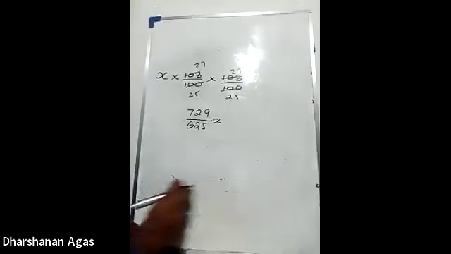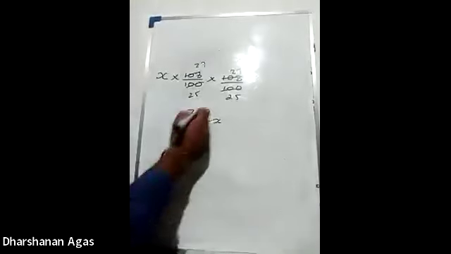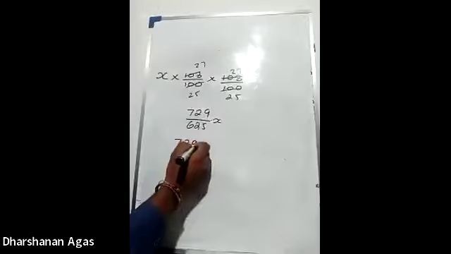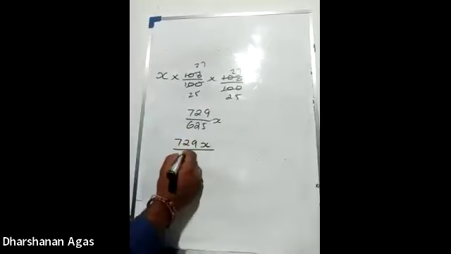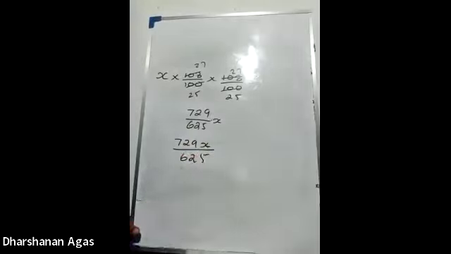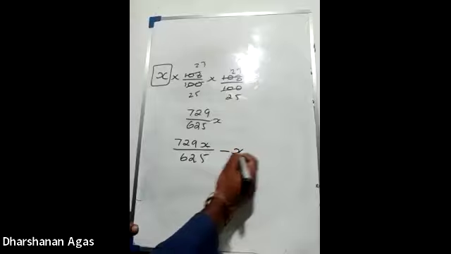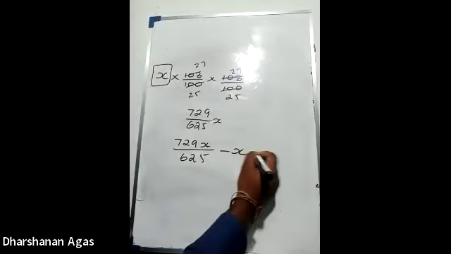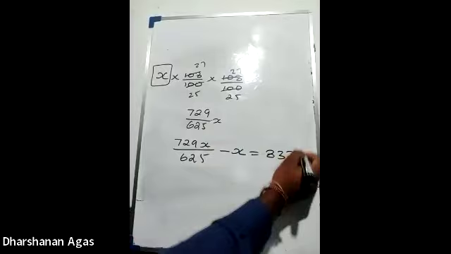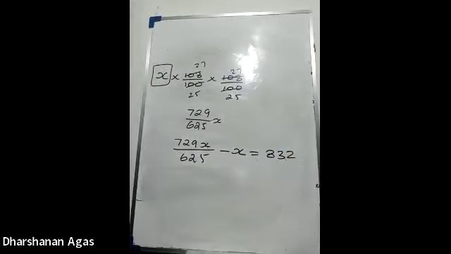You know the loan. The total amount you have to pay, how much? 729X on the top, 625 below. This is the amount you have to pay totally. The loan we take as X. Then from the total amount, reduce the loan X. You will get the interest, 832 rupees. Then equals 832. Is this clear?